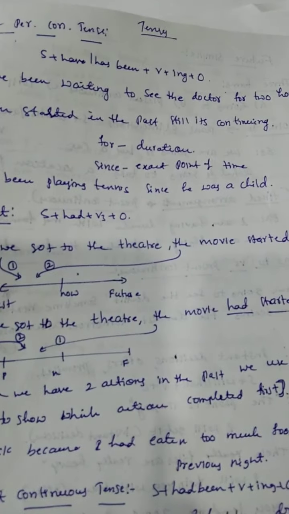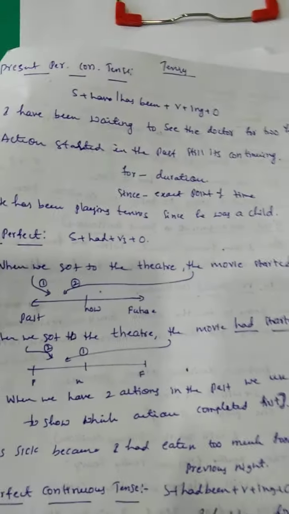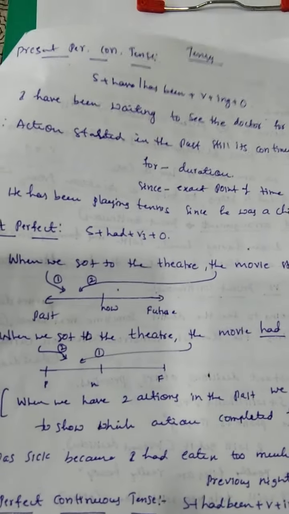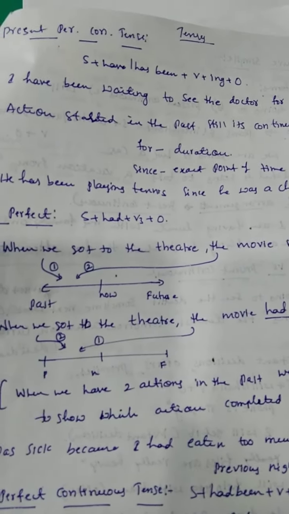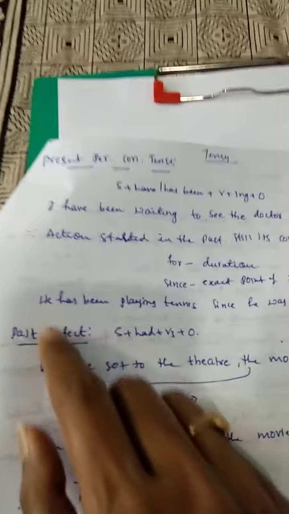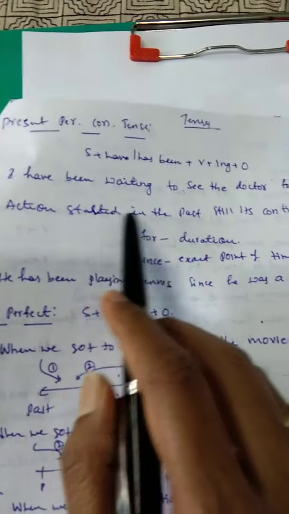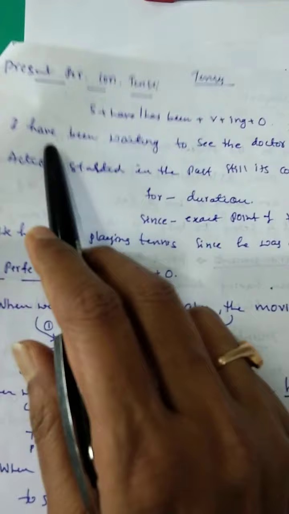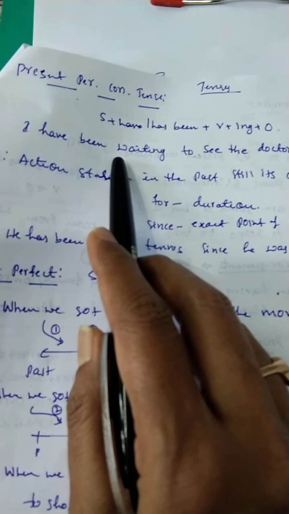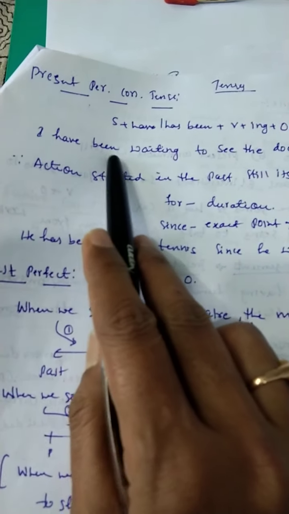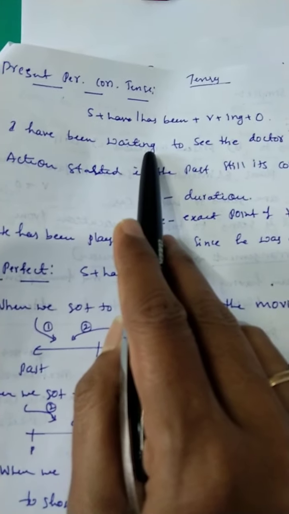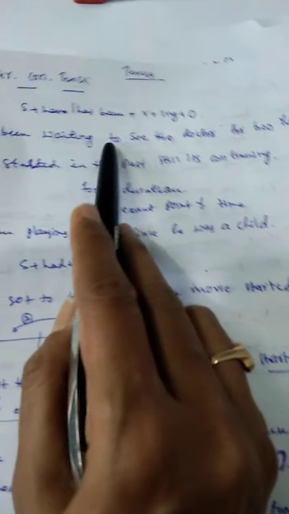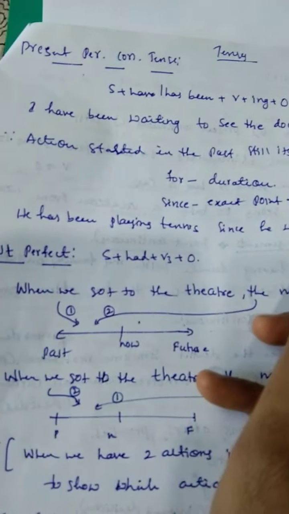Okay, for 3 or 4 years it was going on, and even novel writing or any book writing. Even I have given the example: I have been waiting to see the doctor for 2 hours. As I told you, the structure is have plus been plus verb plus ing form. I have been waiting to see the doctor for 2 hours.